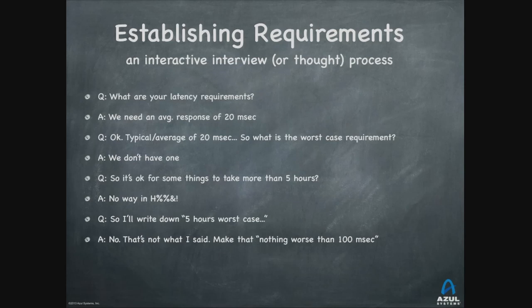When they react to this, not 5 hours, write down 100 milliseconds, you have to realize they usually overreacted to something. So don't stop there. You've got to negotiate backwards. And at this point, you say, are you sure? We can try and build that, but this will cost a lot of money. We're not talking about something that will happen a lot. In fact, we're saying this is the thing that will never happen.